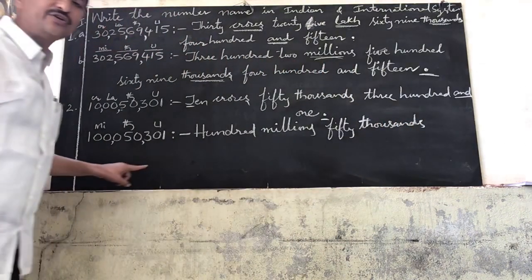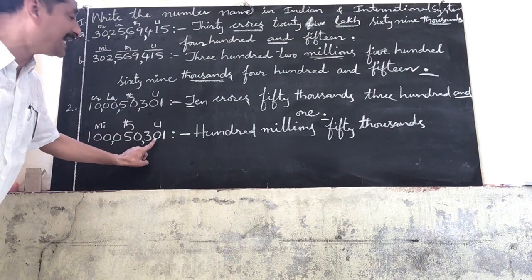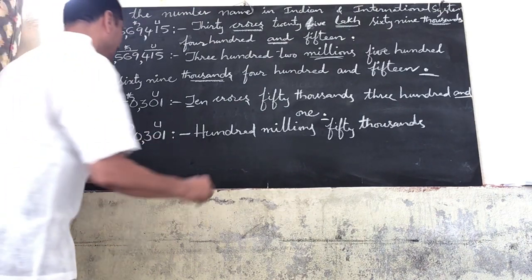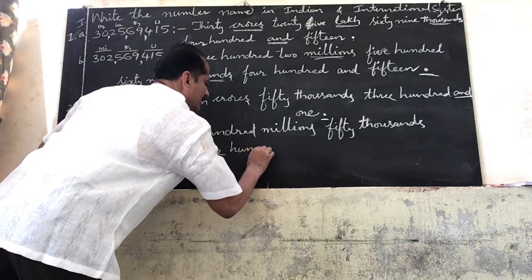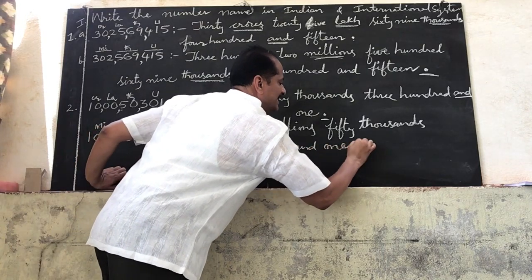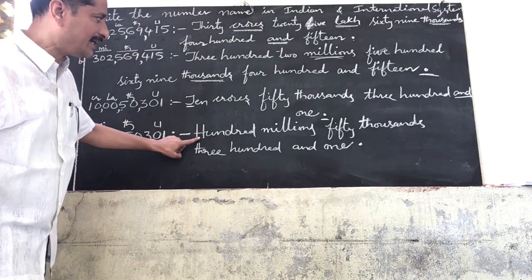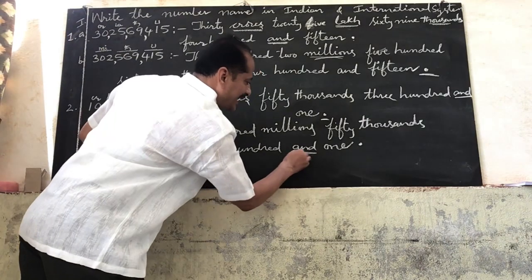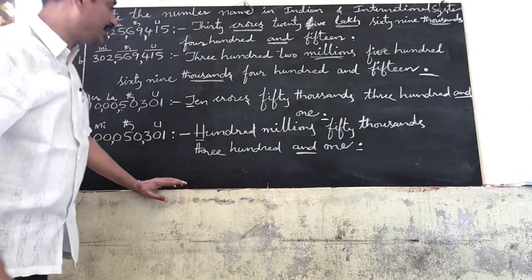Next, we have units period only. What is the units period? 301. We can read it as 301. Write that down. ONE. That's completed. So what we have written? See carefully. First letter should be a capital letter. All the remaining are small letters. Third one, use "and" only at the end. Fourth one, put a full stop.